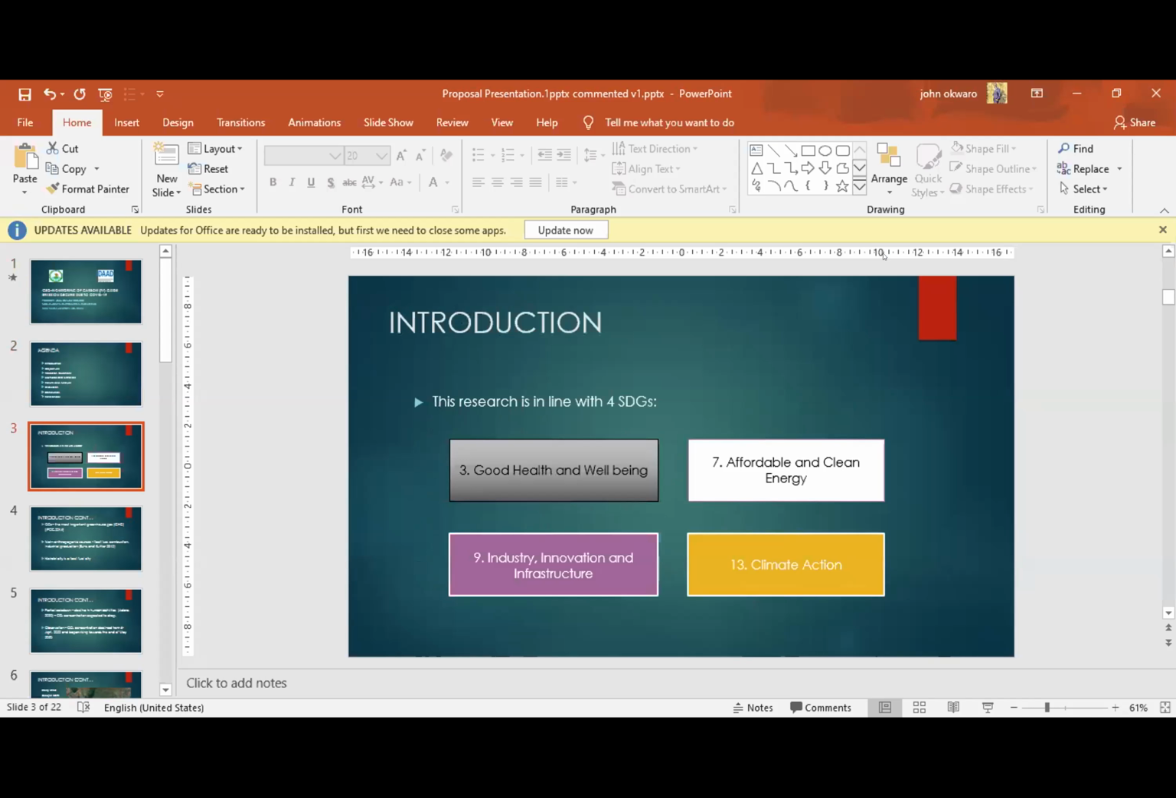So this research is in line with 4 sustainable development goals. These are good health and well-being, SDG 3. And there's affordable and clean energy, which is SDG 7. And there's SDG 9, industrial innovation and infrastructure, where we encourage innovation in green energy and energy efficiency. There's also the most important one, which is climate action.